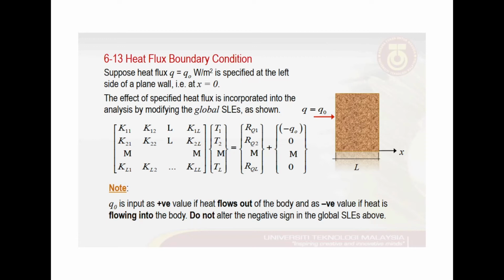The last boundary condition involved in heat transfer problems is the heat flux boundary condition. So for example here, suppose the heat flux Q equal to Q naught is specified at the left side of the plane wall, which is at x equal to 0. These heat flux boundary conditions can be applied where we know how much heat is flowing, maybe from the outside or from the ambient, into the control volume or into our system.